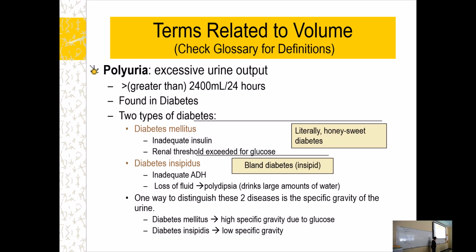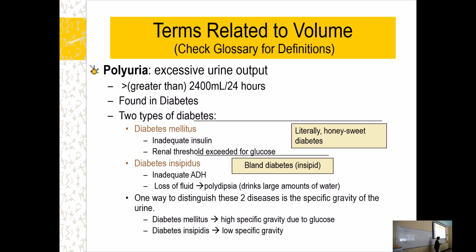One way to distinguish the two is the high specific gravity of diabetes mellitus due to glucose. Now, when we're talking specific gravity, we're going to talk about two types today: refractometry and the strip specific gravity. When you're talking about specific gravity in this situation, you're talking about the refractometer, and we'll talk about how that works in a few slides.